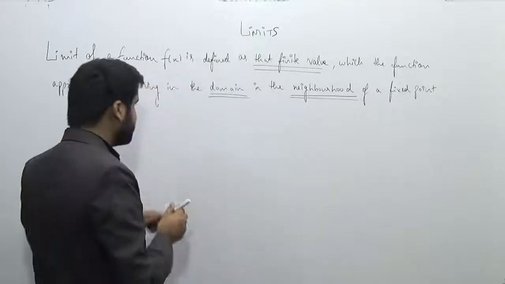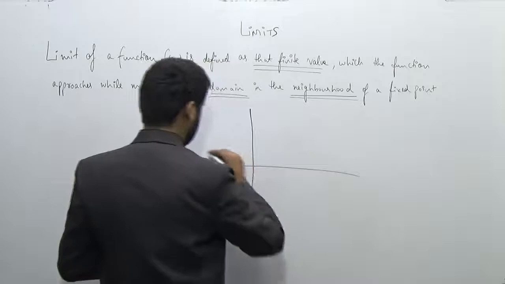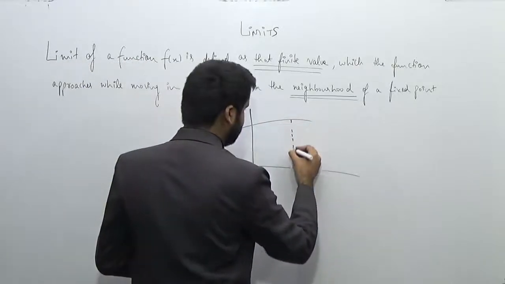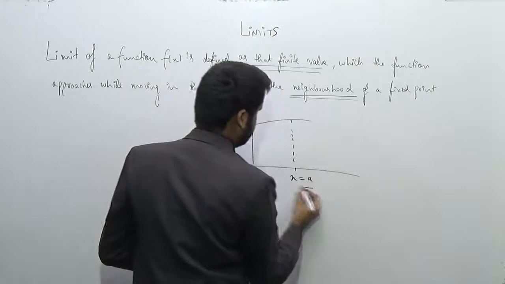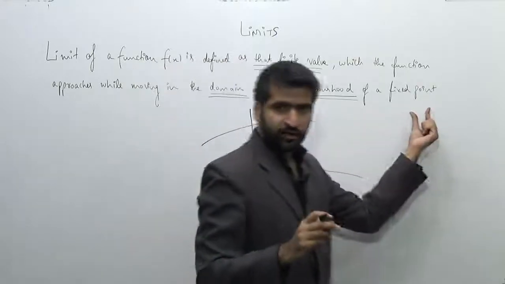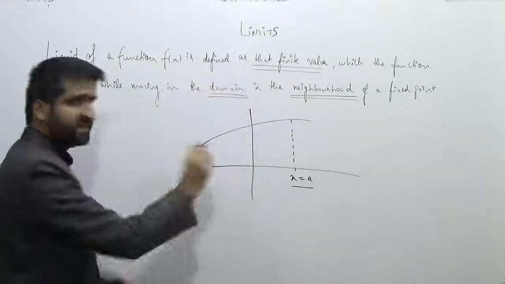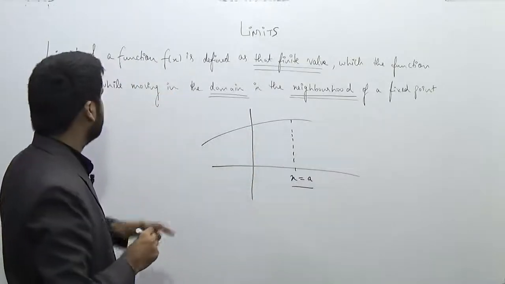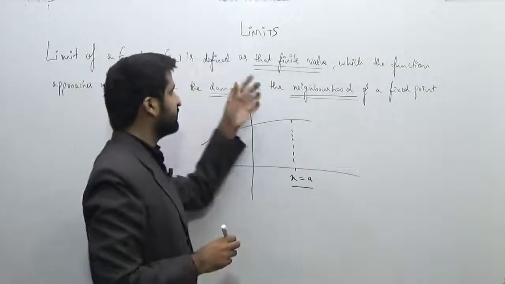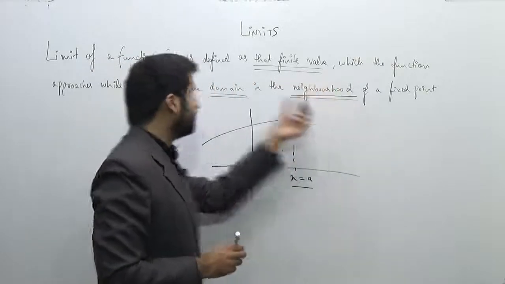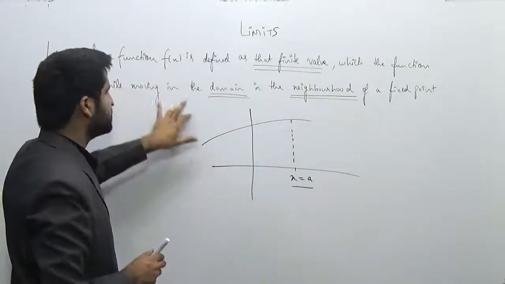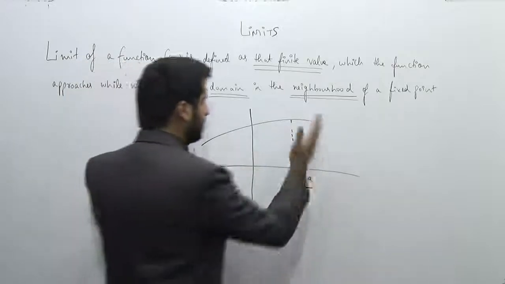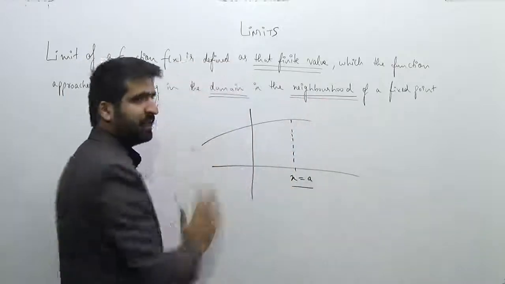Let's see. Let's suppose that this is our function. Our function is moving something like this, and I have to calculate the limit of this function at, let's say, x = a. So our fixed point in the case of this function becomes x = a. Now I have to see the limit of this function. By definition, the limit of a function f(x) is defined as a finite value which the function approaches while moving in its domain. So if I have defined this function from here to here, the domain of this function will become this region.